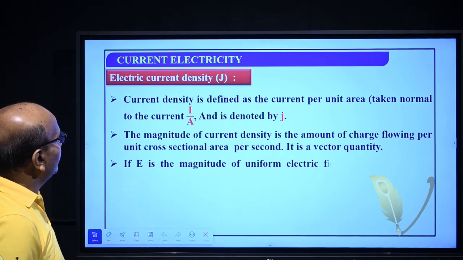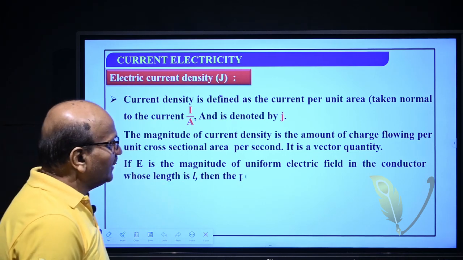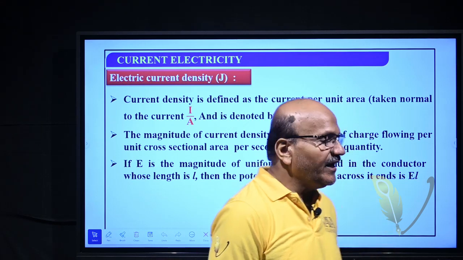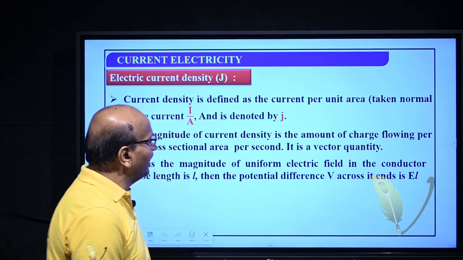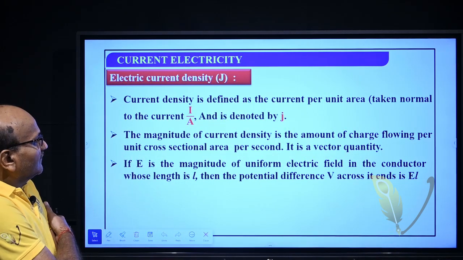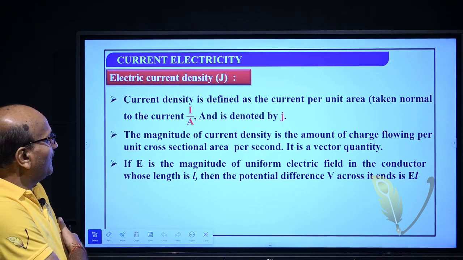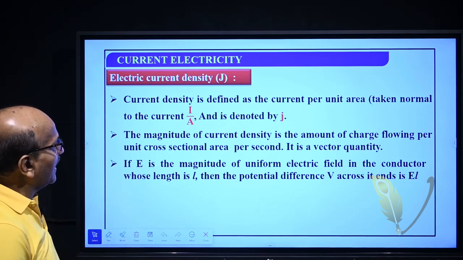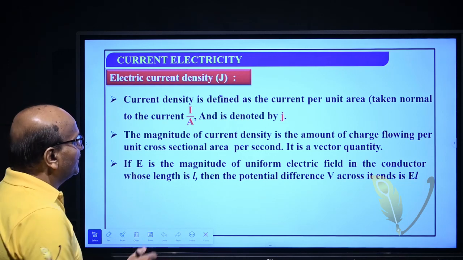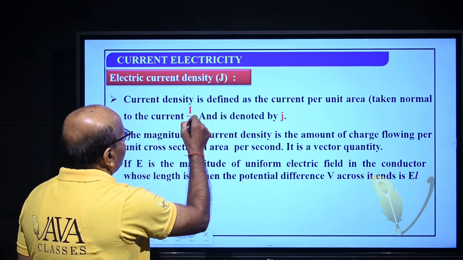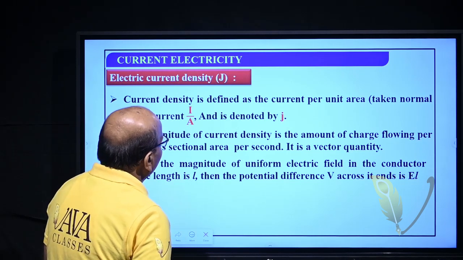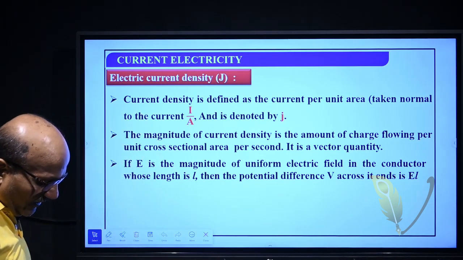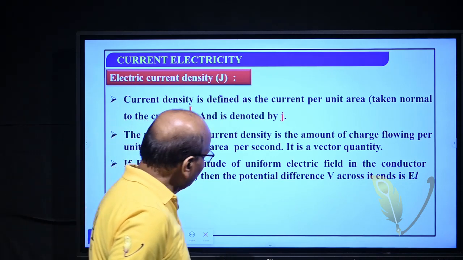So, what is electric current density? Electric current density is defined as the current flowing per unit area, where the area is normal to the current. That is, J is equal to I by A, current per unit area, where A is the area of cross section of the conductor.